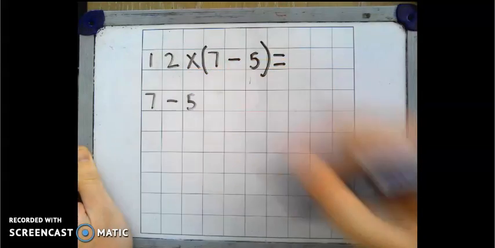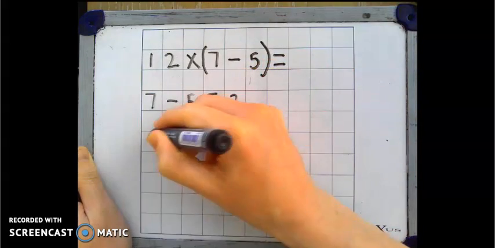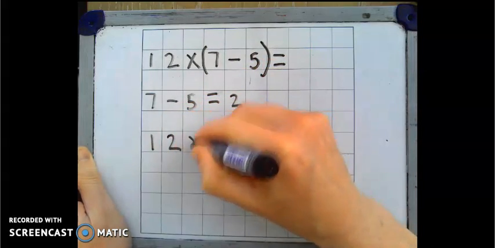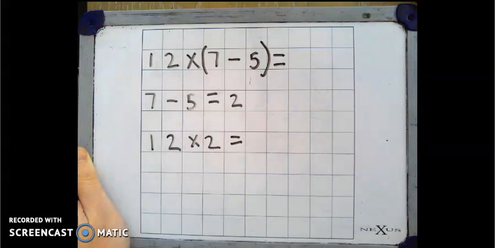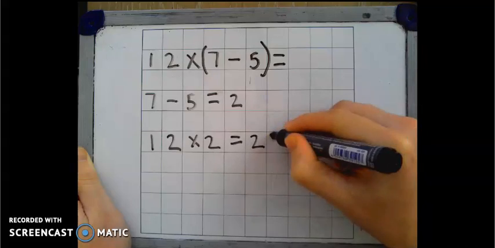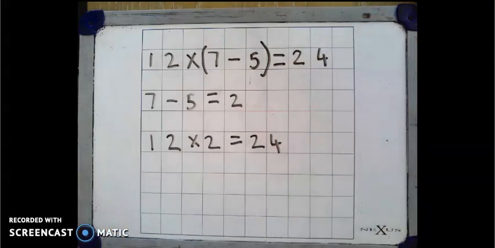7 subtract 5 is 2. Now our equation reads 12 multiplied by 2. 12 multiplied by 2 is 24. The answer to our equation is 24.